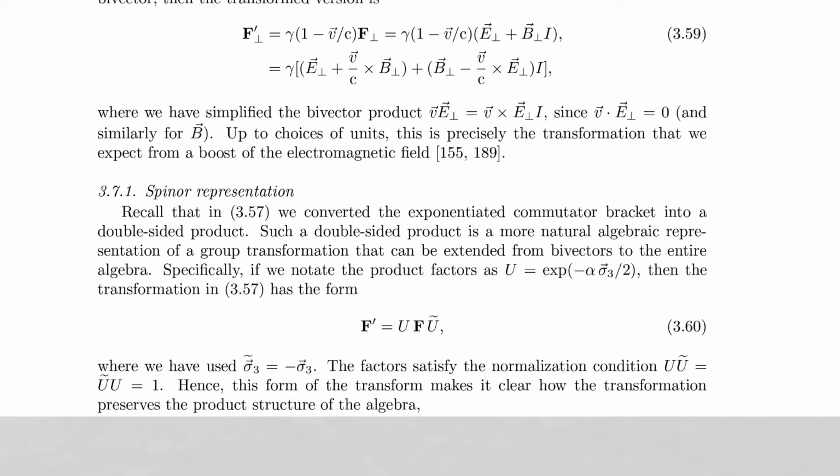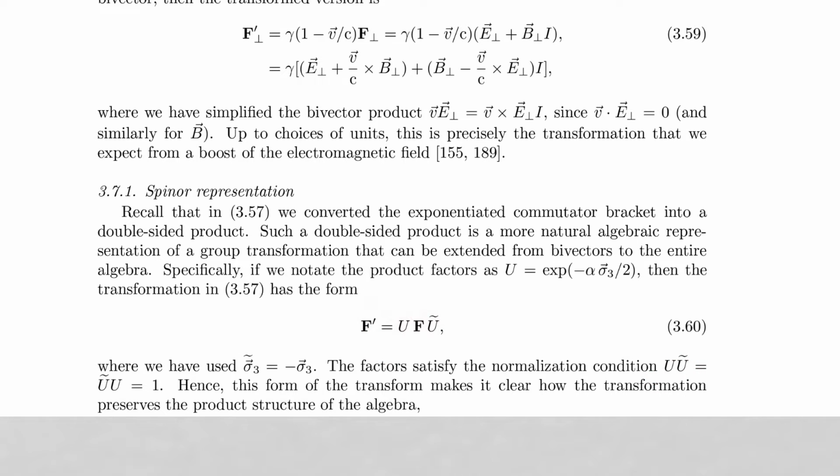And then they just point out that these factors satisfy the normalization condition. Hence, this form of the transformation makes it clear how the transformation preserves the product structure of the algebra. So in order to be a representation of the algebra, that's really the key. Every algebra has a product, and the product structure of the algebra has to be preserved in matrix terms. But in this case, we're using the algebraic representation, where U represents these transformations.